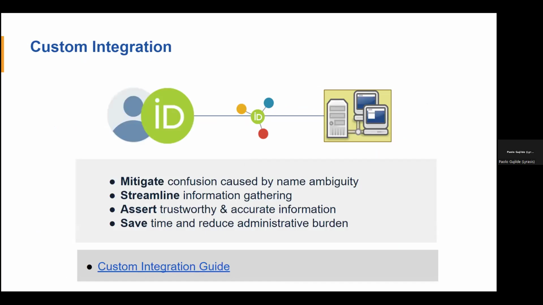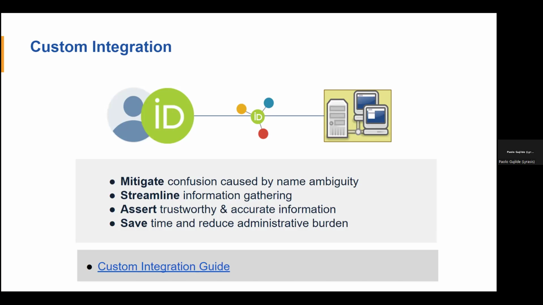So aside from vendor systems, another way that you can do an integration is a custom integration. And this is one of the best ways to actually integrate with ORCID, as you'll be able to customize your integration with ORCID the way you would like it to be, using the member API. In general, the member API mitigates confusion caused by name ambiguity.